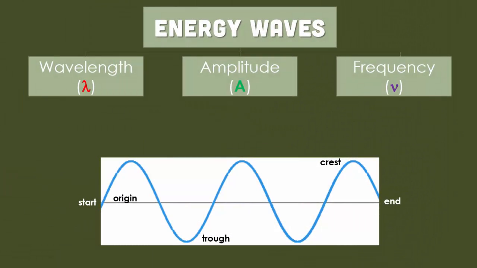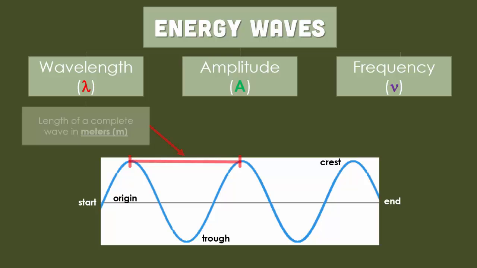So energy waves are described by wavelength, amplitude, or frequency. Wavelength is lambda, which represents the length of a complete wave in meters. If you notice, it goes from crest to crest. Crest is the peaks of what you see underneath.